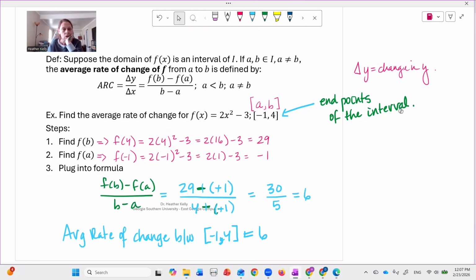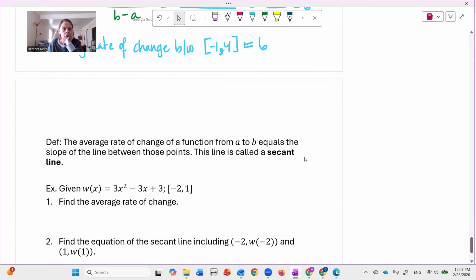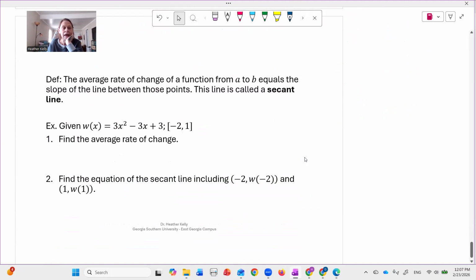Okay. All righty. Let's take a look here then. One last, I can't wait for it to be over. One last and final definition here.